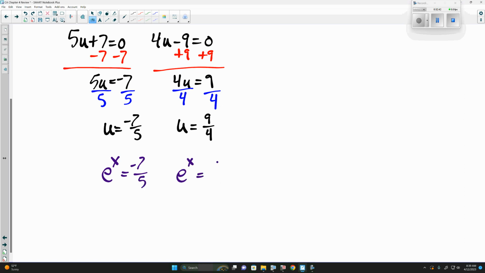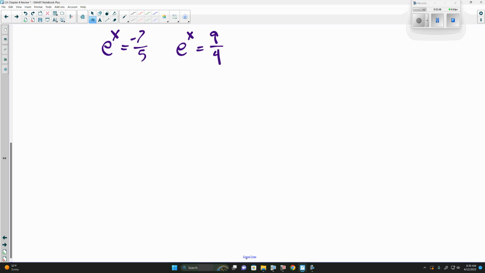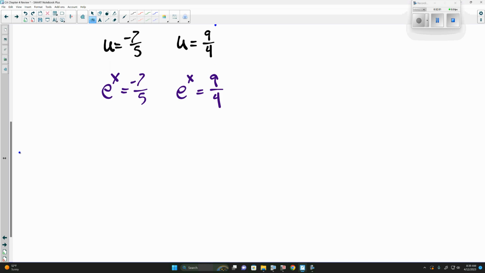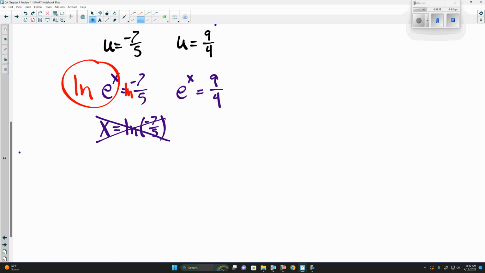So the last thing we need to do is plug it back in. Now for certain, I know one of these two is not going to work. Which one would that be? The negative, because to solve for x we apply ln, this side here is going to be just x, because ln of e is 1, is equal to the natural log of negative 7/5. But we know we can't have a negative inside the log, so that's not going to work. We can do the same thing to the other side, which will tell us x is equal to the natural log of 9/4.